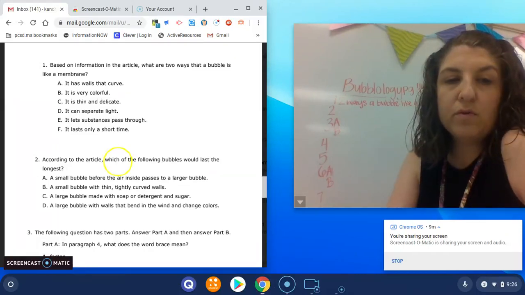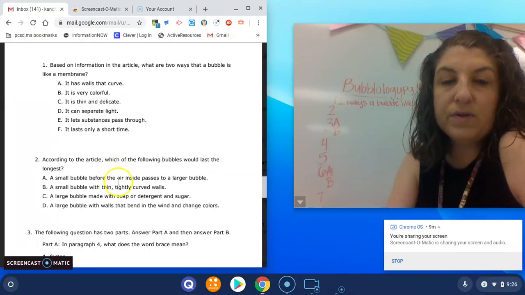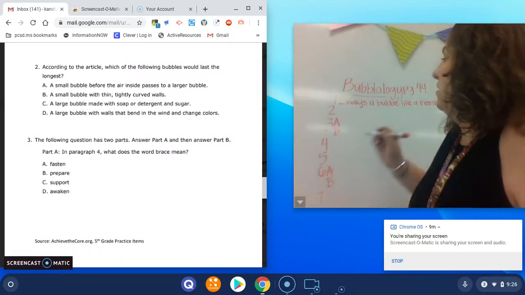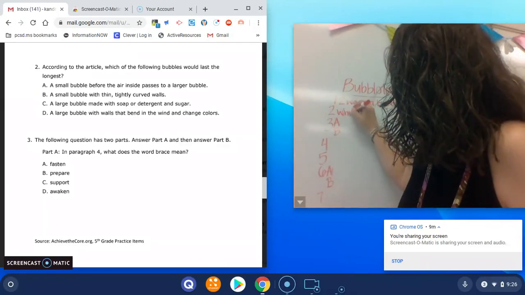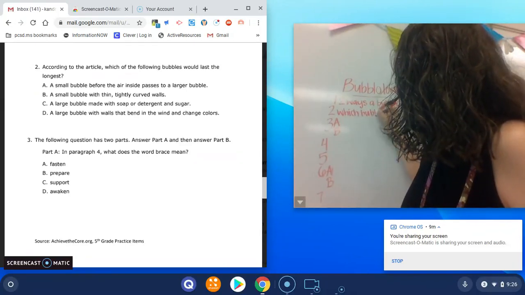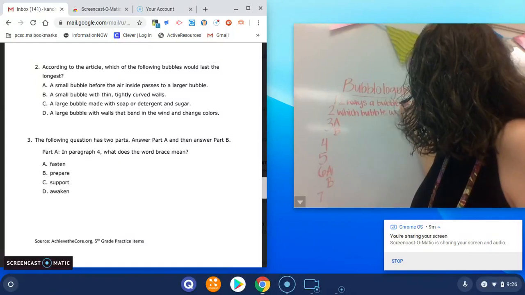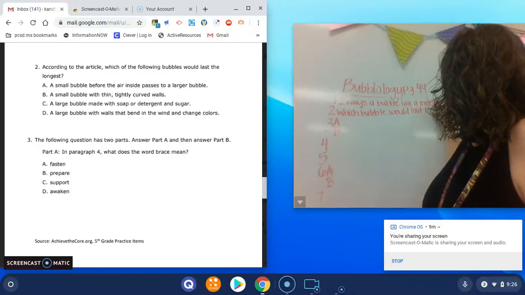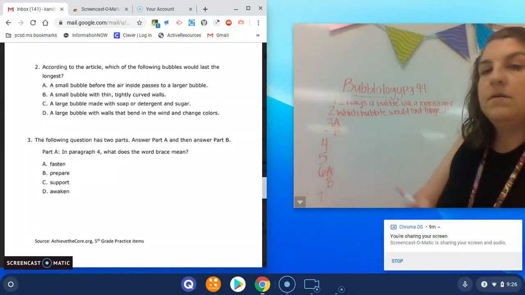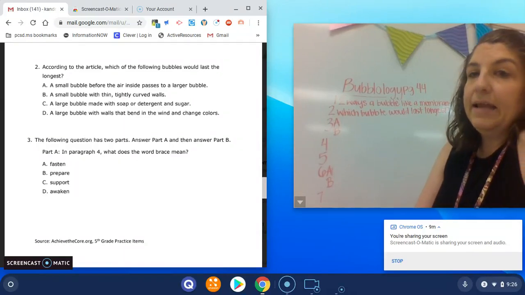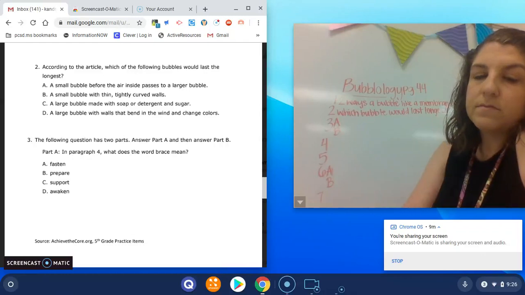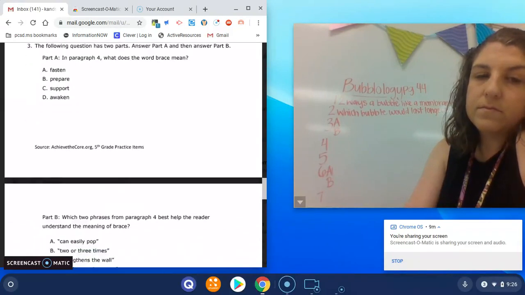Number 2, according to the article, which of the following bubbles would last the longest? Okay, which bubble would last longest? Again, I'll give you time to catch up. I'm going to scroll down.